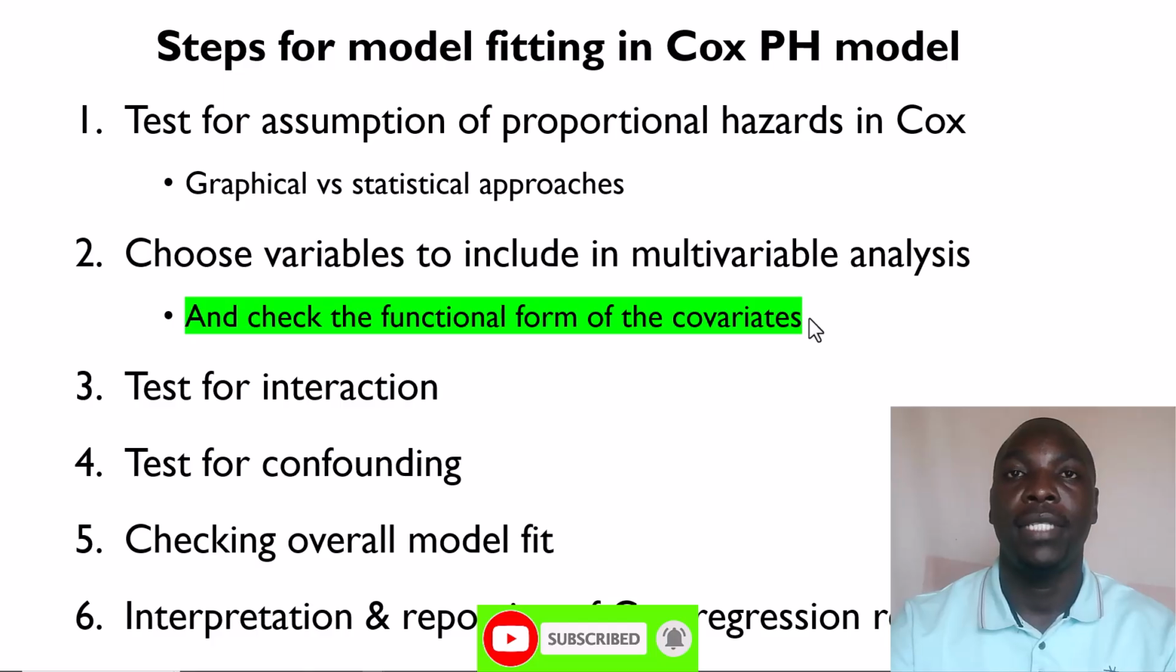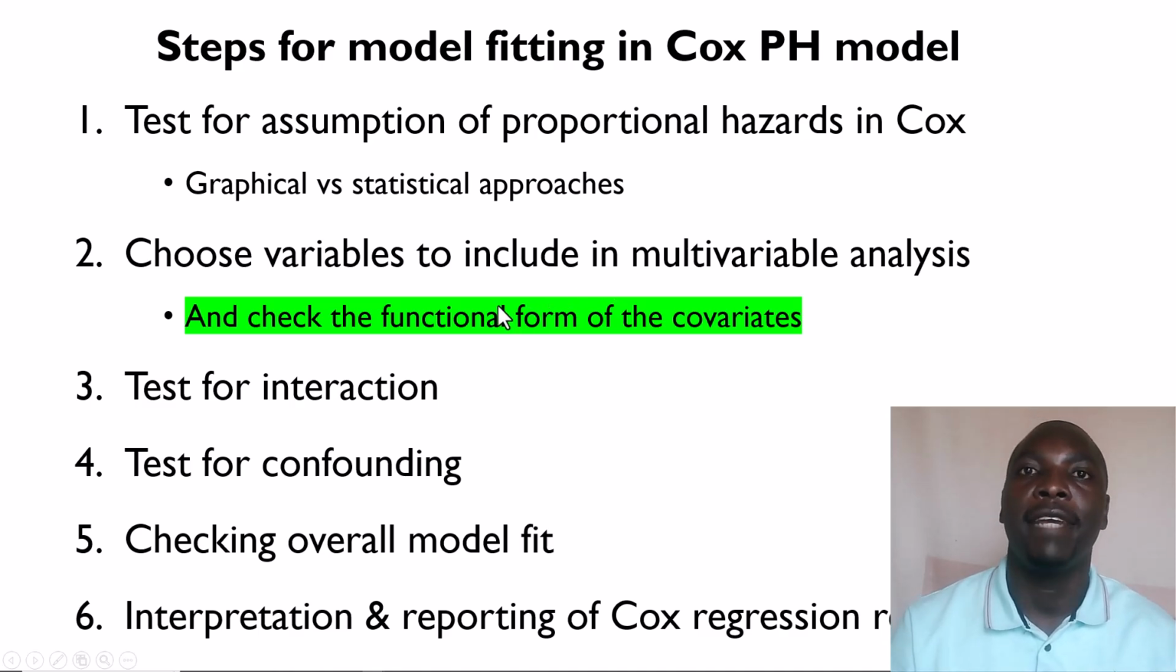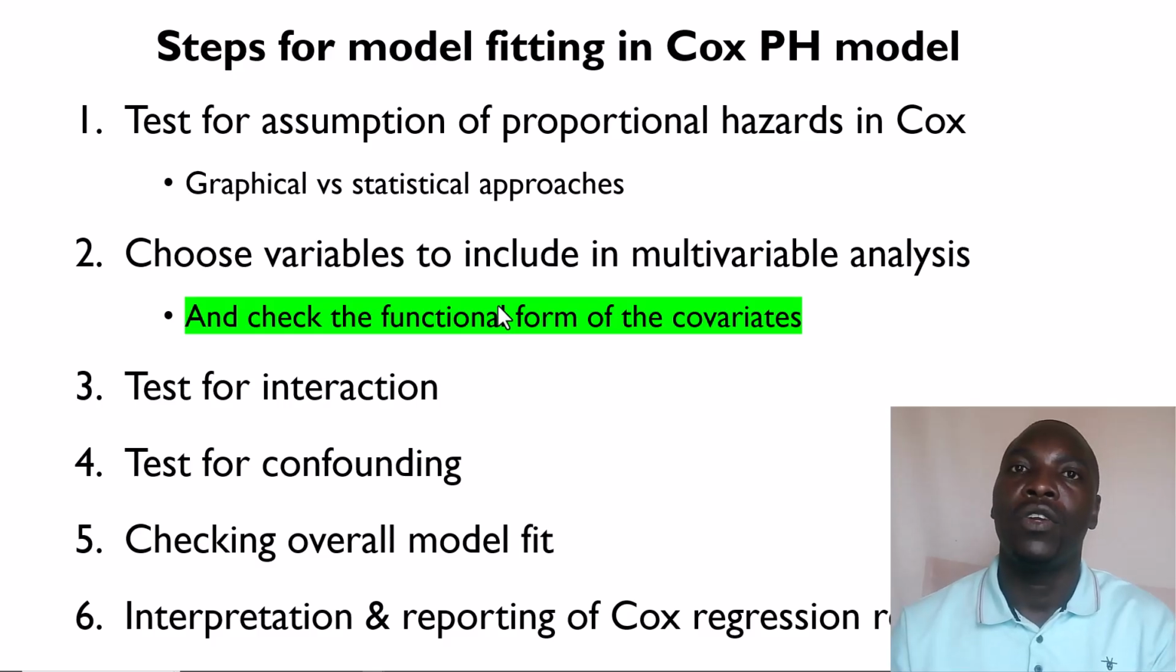of our subsequent episodes. Next, we are going to look at how to check for the functional form of covariates. If I have a numeric variable, is it better handled as numeric, or can I categorize that variable to give my model better prediction power?